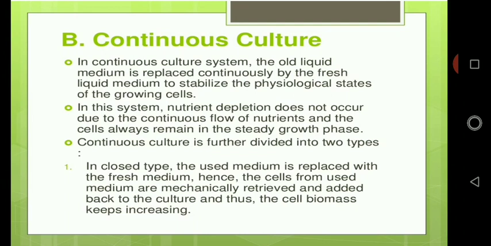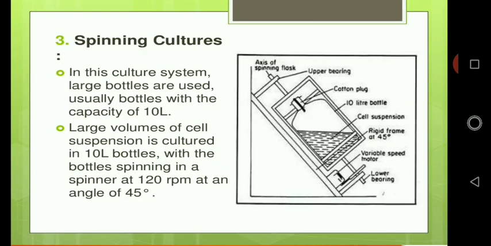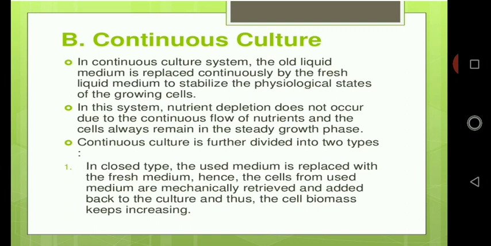In all the types of batch cultures, the four different types of batch culture, slowly rotating culture, shake culture, spinning culture, and then stirred culture, we are neither replacing medium nor removing cells. But in continuous culture, we are replacing both things. In this system, nutrient depletion does not occur because there is a continuous flow of nutrients.